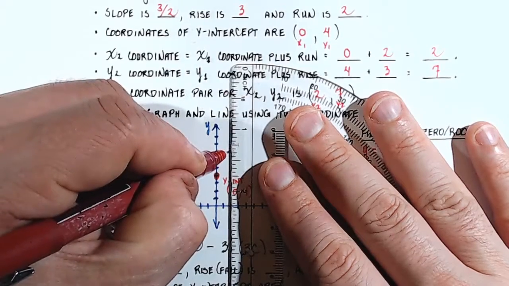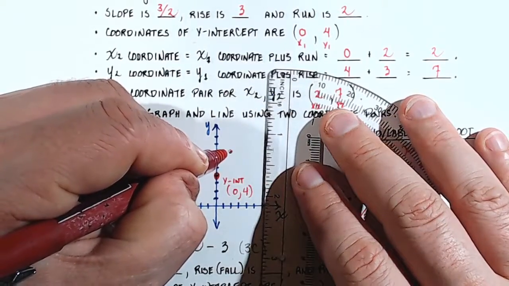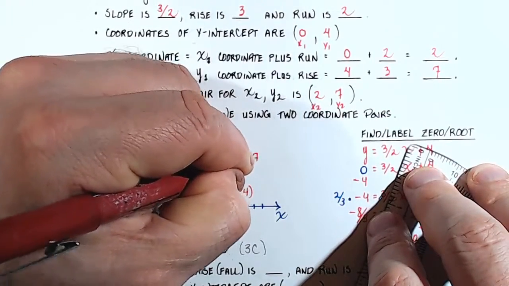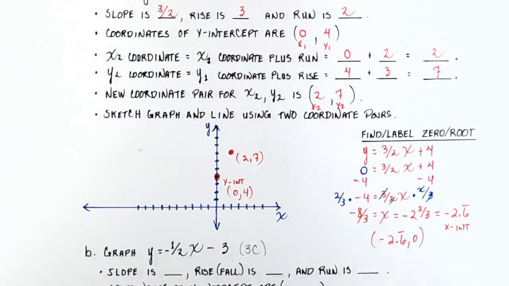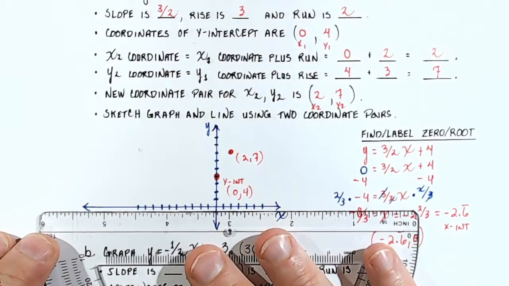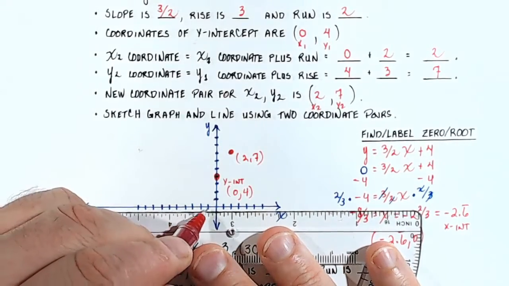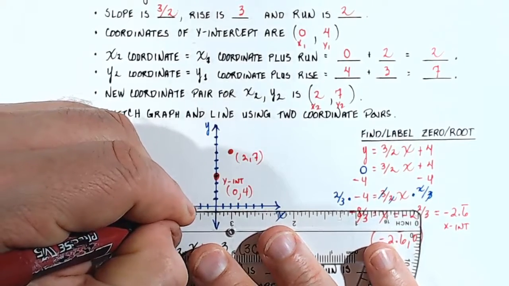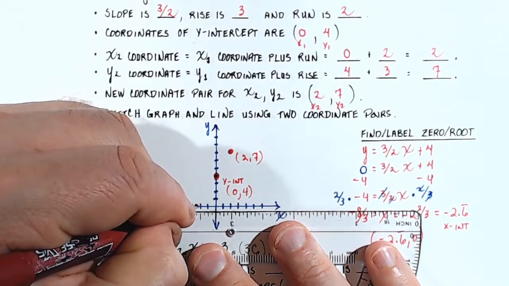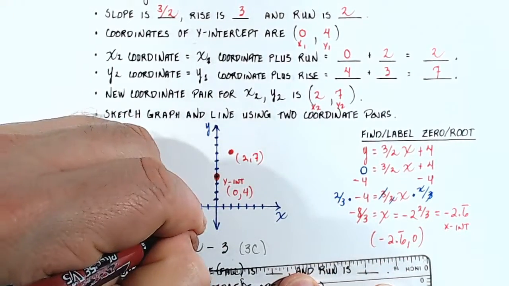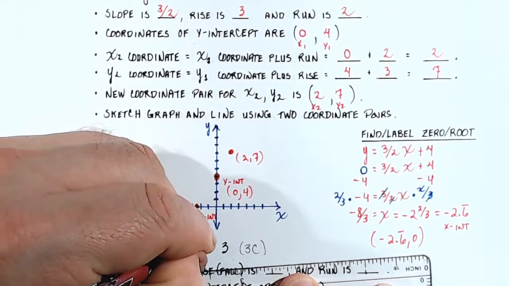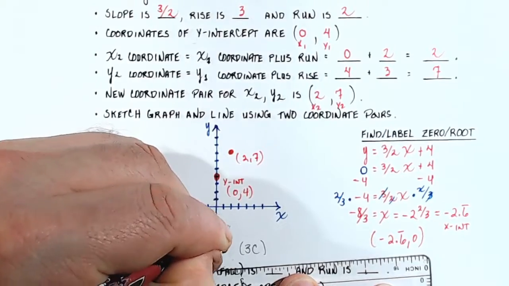Okay, so the point would be right about there. And that would be point 2, 7. The third point is the x-intercept, and that's here, negative 2.6 repeating, 0. So just past the halfway point with negative 2, so negative 1, negative 2, and then halfway between negative 2 and negative 3, I'll put a dot right about there. Okay, and that's going to be the x-int. Its coordinates are negative 2.6 repeating, 0.